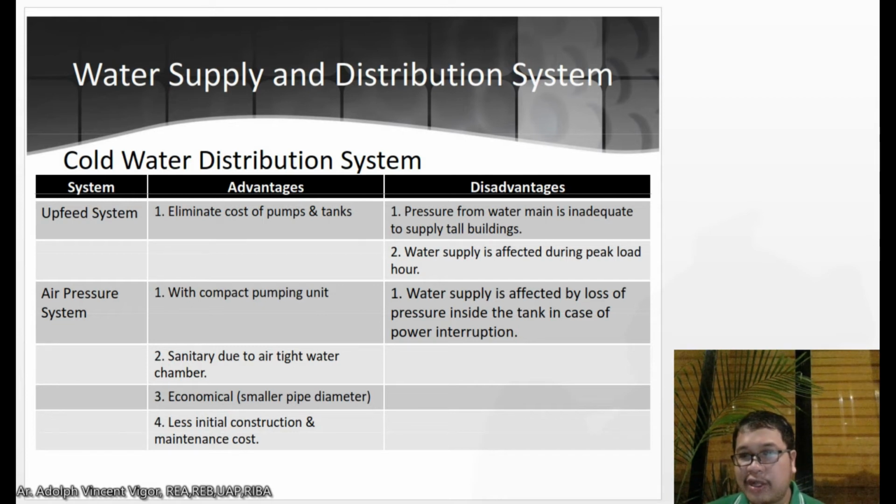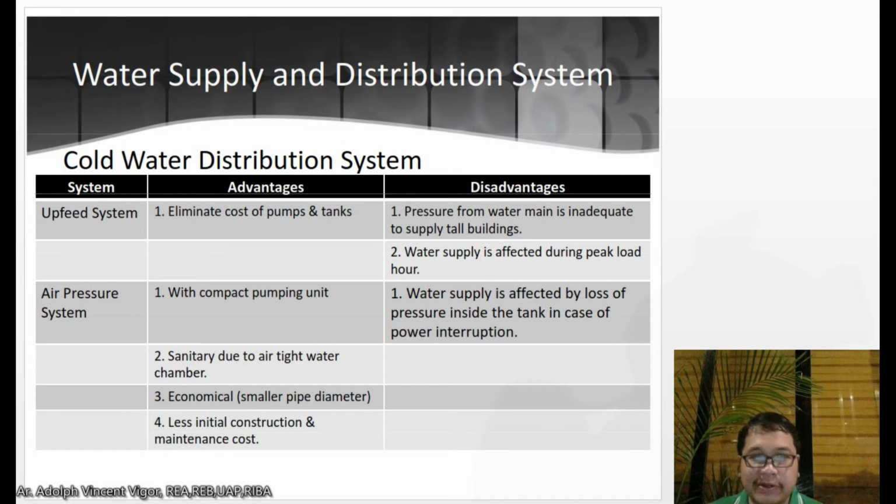So what do you mean by peak load hours? These are the times wherein there are a lot of users. So for example, if in a particular area there are a lot of users during the day using the water from the water main, chances are that in that particular house or building, there will be a low supply of water. So that's why it's really important to have tanks.